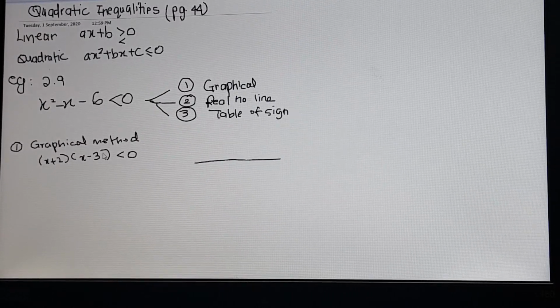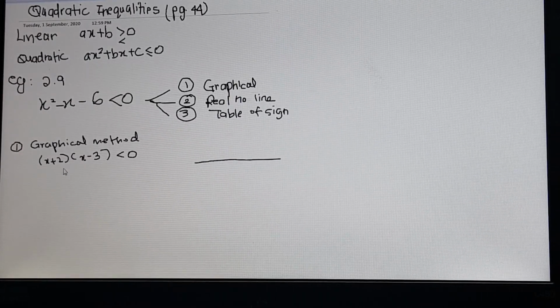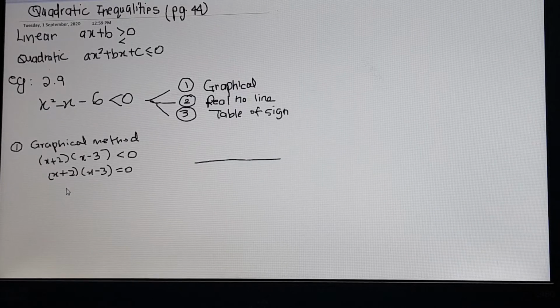When you solve, for example, assume it is equal to 0, so you get 2 points here, which is x equal to negative 2 and x equal to 3. So when you have these 2 points, you plot. So negative 2 is here, 3 is here. So is this quadratic inequality above the x-axis or below?